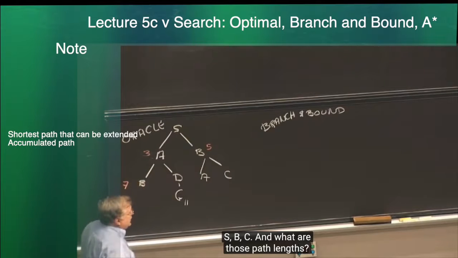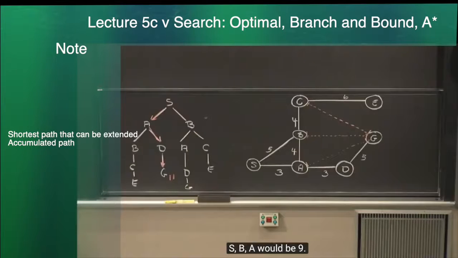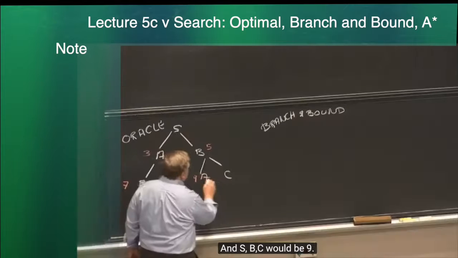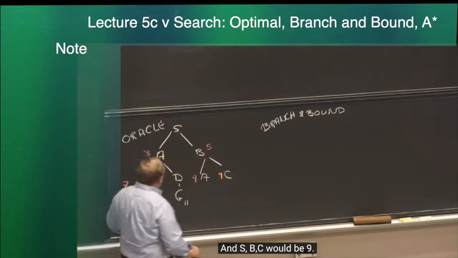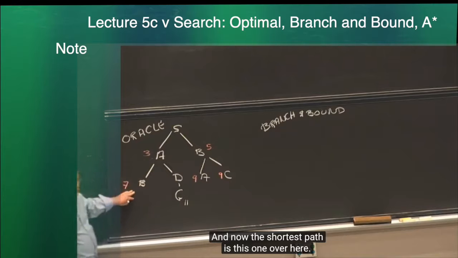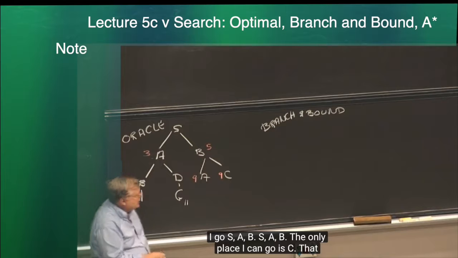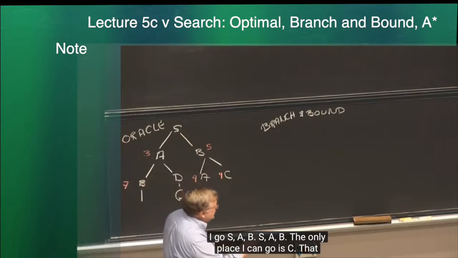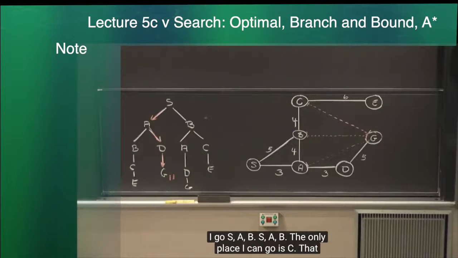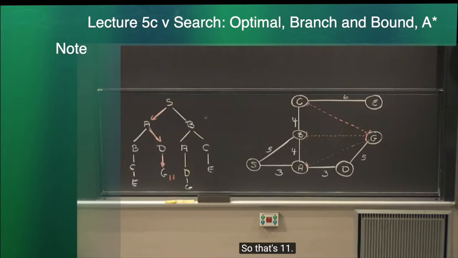And what are those path lengths? Well, let's see. SBA would be 9, and SBC would be 9. And now the shortest path is this one over here. So I extend that, and I go for SAB. The only place I can go is C. That adds another 4. So that's 11.